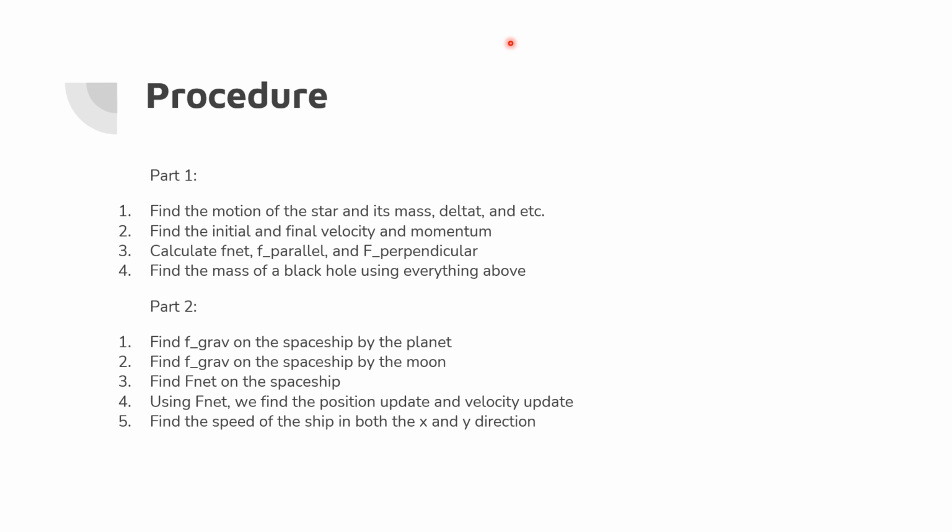And then part 2's procedure was to find F grav on the spaceship by the planet, find F grav on the spaceship by the moon, and find F net on the spaceship. Using F net, we find the position update and velocity update formula. And then lastly, find the speed of the ship in both the X and Y direction.